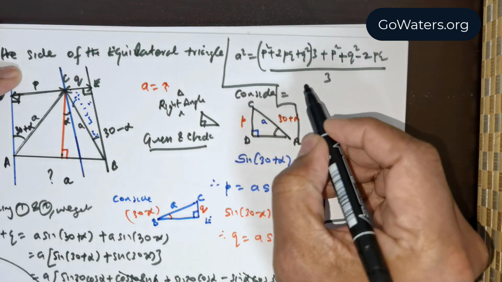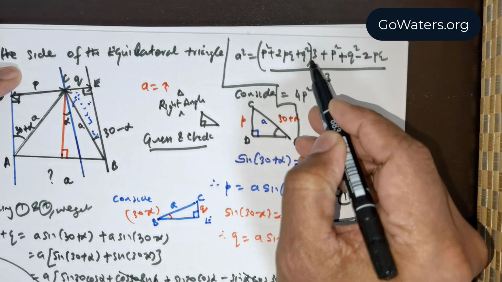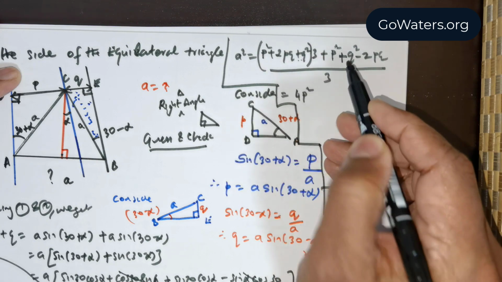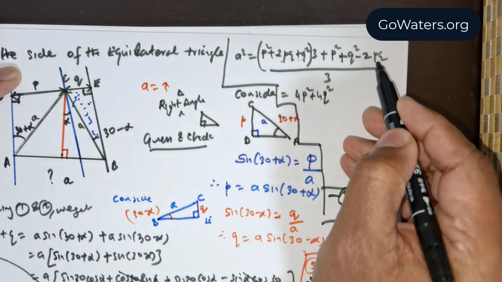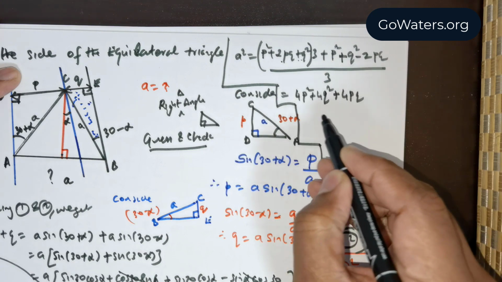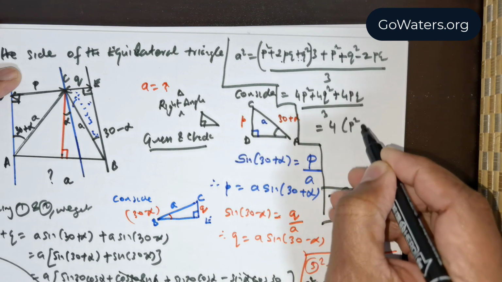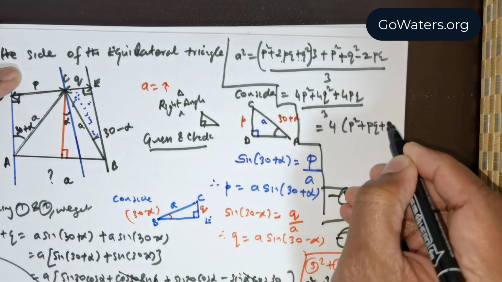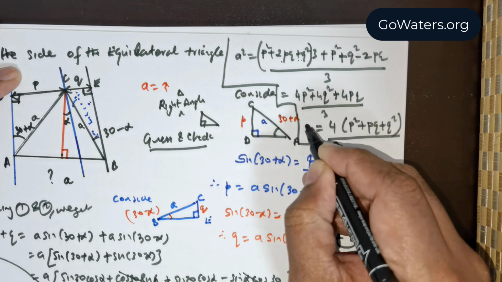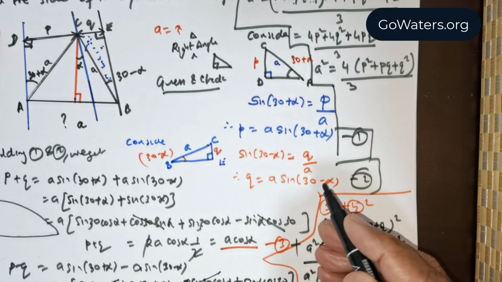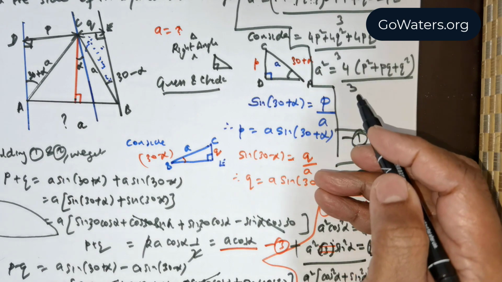This can be rewritten as, now 3P squared plus P squared, that's going to be 4P squared, and 3Q squared plus Q squared, that's going to be 4Q squared. You've got 6PQ minus 2PQ, that's going to be 4PQ, divided by 3. So this is equal to, take 4 out, I get P squared plus PQ plus Q squared divided by 3, which is equal to A squared. So this is the value we got for the side. A squared is this, and clearly you can find out the value of A.